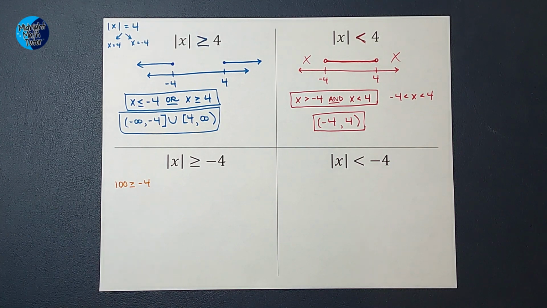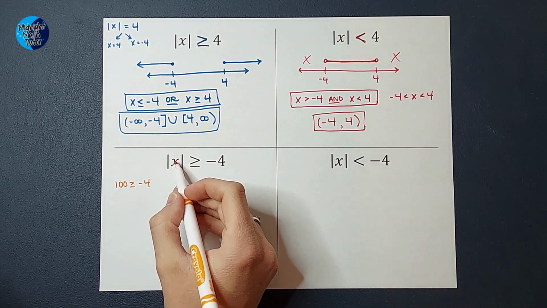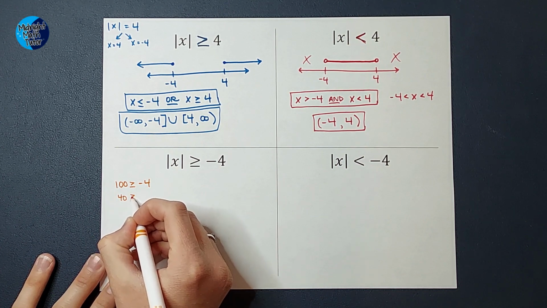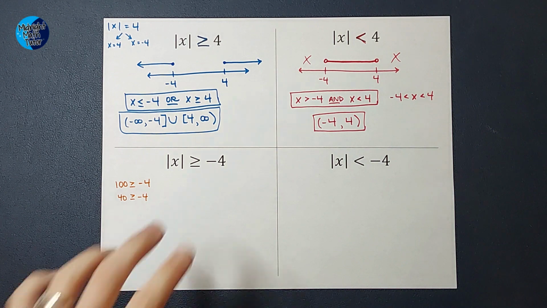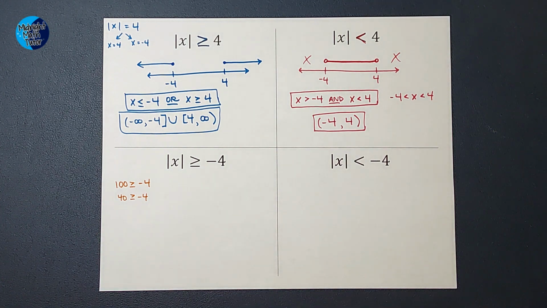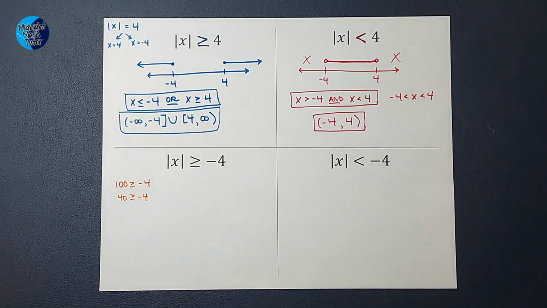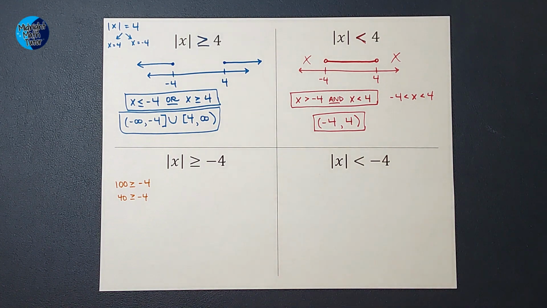Yeah, it is, right? What if I were to plug in -40? If I plug in -40, the absolute value of -40 is 40. So I get 40 is greater than or equal to -4. Is that true? Yes, it is. I want you to think of any number you could plug in for x, and will it be true? Will it be greater than or equal to -4? It will, right? Because no matter what I plug in, I'm going to get a positive number, and a positive number is always going to be greater than a negative number, right?